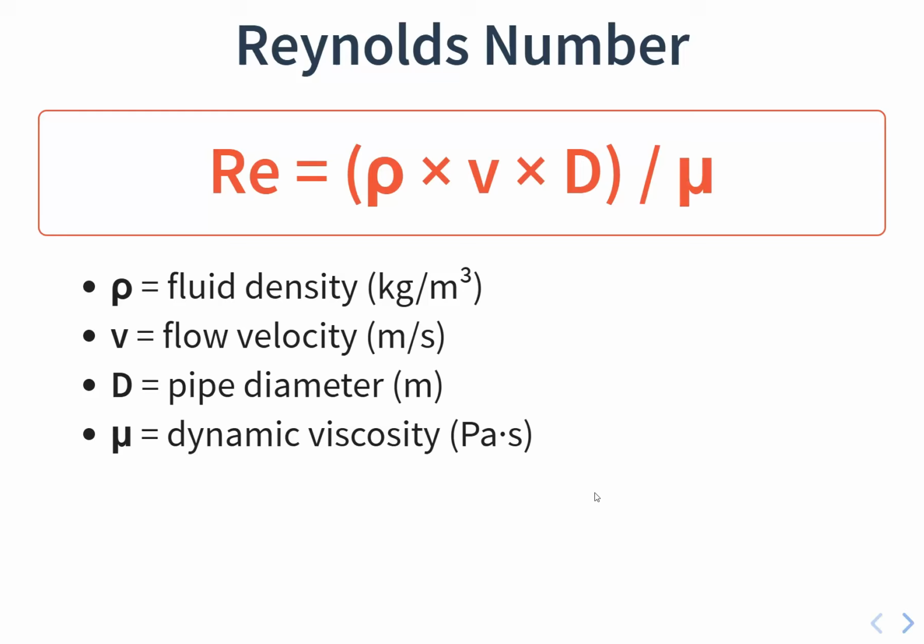The Reynolds number is calculated using the formula Re equals rho times V times D all divided by mu. Breaking this down, rho is fluid density in kilogram per cubic meter, V is the flow velocity in meter per second, D is the pipe diameter in meters, and mu is the dynamic viscosity in pascal second. This single dimensionless number tells us everything we need to know about flow behavior in pipes and process equipment.